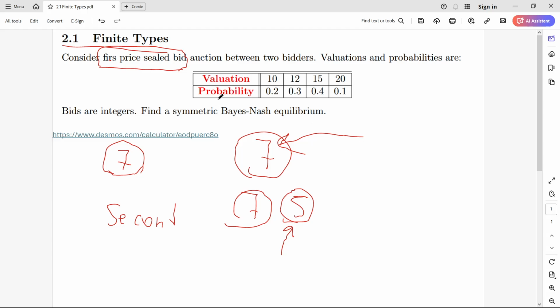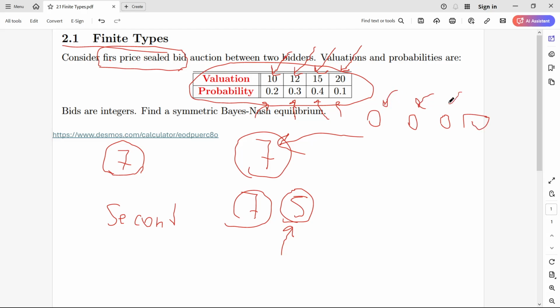So we are given this table with valuations and corresponding probabilities. Each bidder knows their own type or valuation. However, they could have 4 potential valuations. So it's like you could be in 4 different situations, and you know that you're in this situation, so you know your valuation. And for each of these situations, they have to have a strategy, or they have to have some bid.